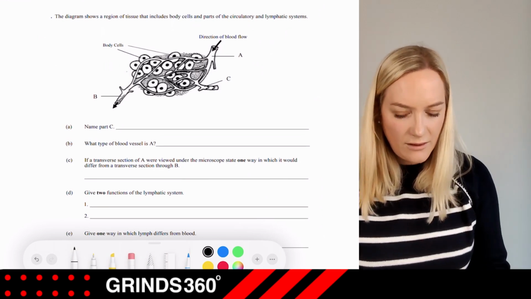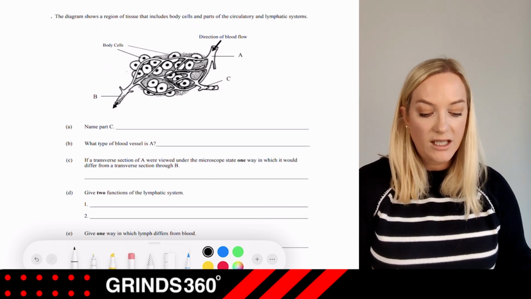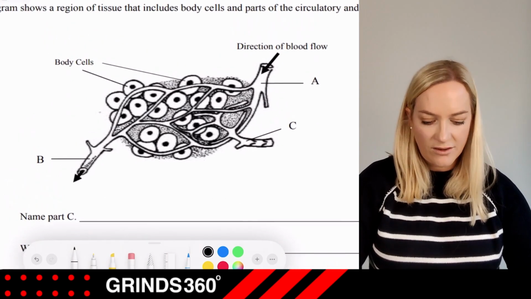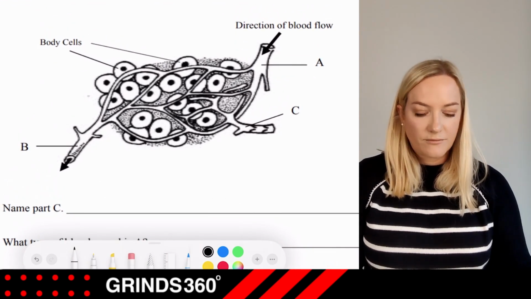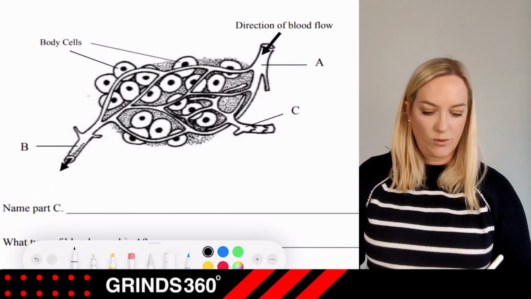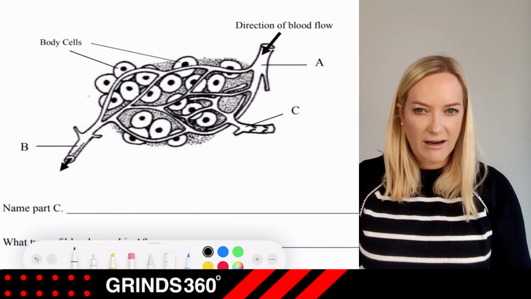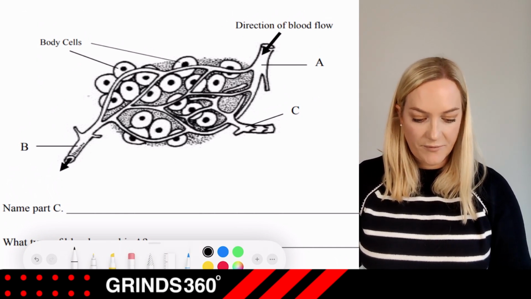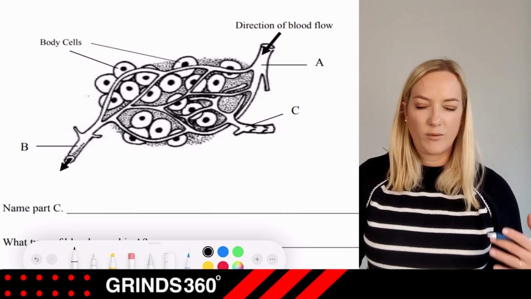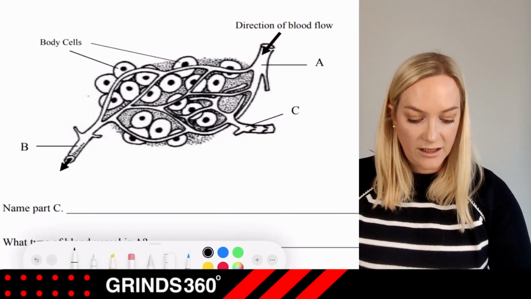We have here the diagram that shows a region of tissue that includes body cells and parts of the circulatory system and the lymphatic system. I'm just going to enlarge that so you can see. We have here the direction of blood flow, an arrow showing where the blood is coming from. We have vessels surrounding here and something coming out. From your knowledge so far, where is the blood coming from? The blood is coming from the artery into the arterial end.